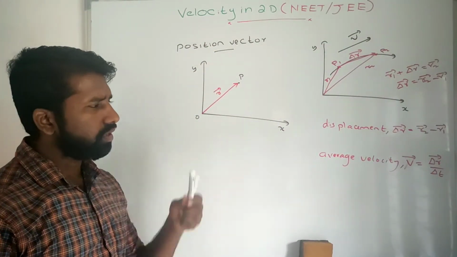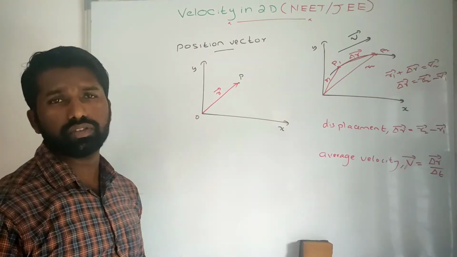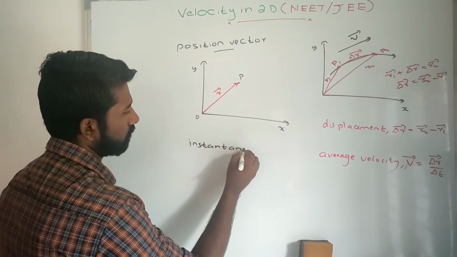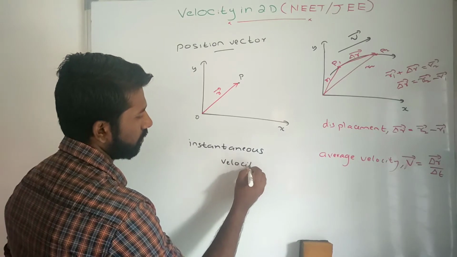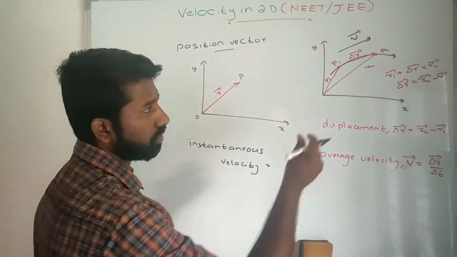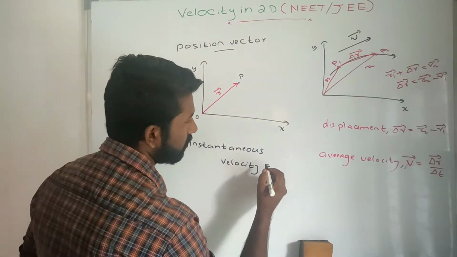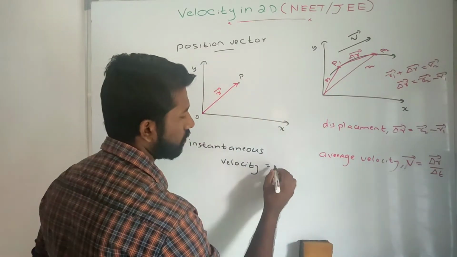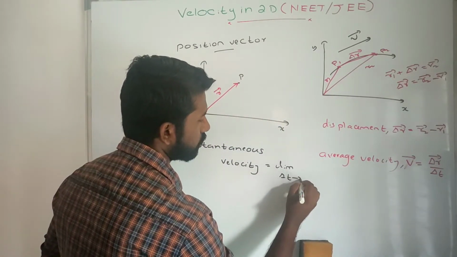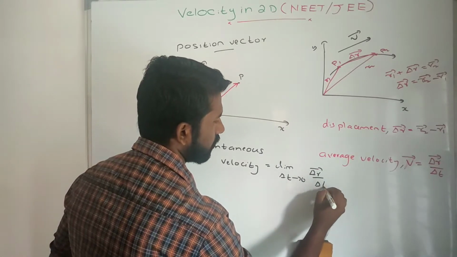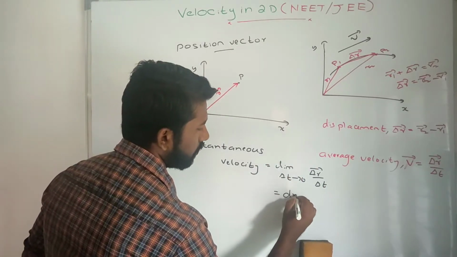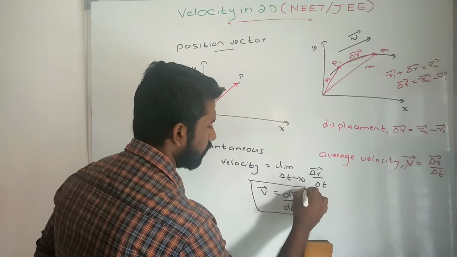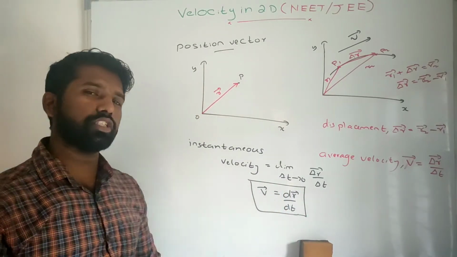Then if we consider the velocity at a particular instant, that is the instantaneous velocity. What is instantaneous velocity? Velocity at a particular instant. Instant means that is the limiting case of the average velocity. This delta t is very, very small. So limit as delta t tends to 0, delta r divided by delta t. This is equal to dr divided by dt. So the instantaneous velocity is equal to the derivative of r with respect to time.